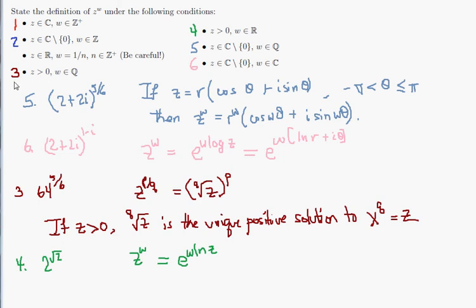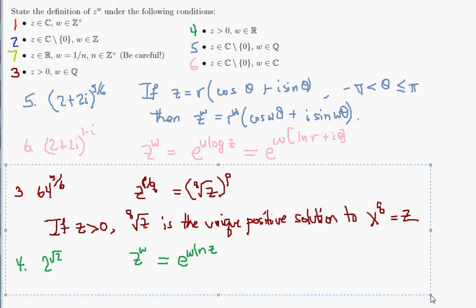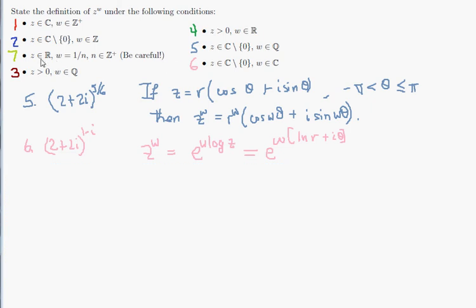Okay, now let's take a closer look at number 7, which I saved for last. The definition of a real number raised to the 1 over n power. The definition for 7 technically is the same thing as for 5. So if z is a real number, then it is certainly a complex number other than 0. If w is equal to 1 over n, then w is certainly rational.